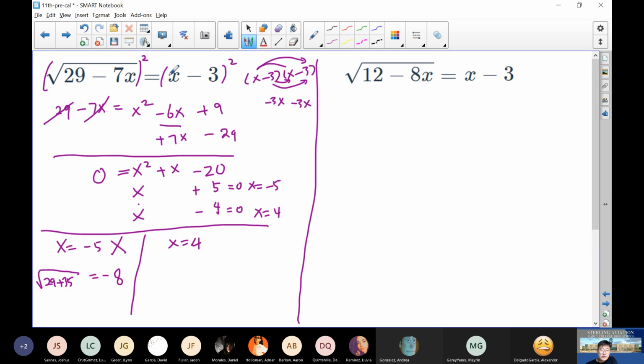How about put 4? When I put 4 minus 3, right? When I put 4, 29 minus 28. Negative 7 times 4, right? Which is root 1 equal 1. Positive, positive, yes. That's the answer. Can you write it down?